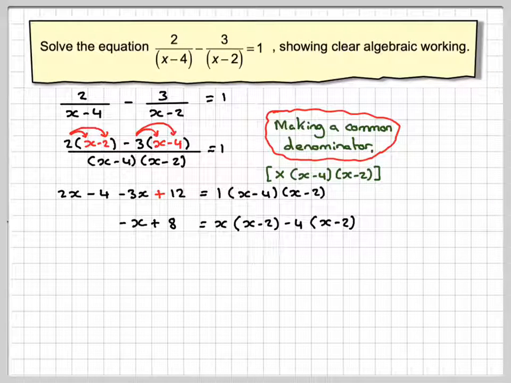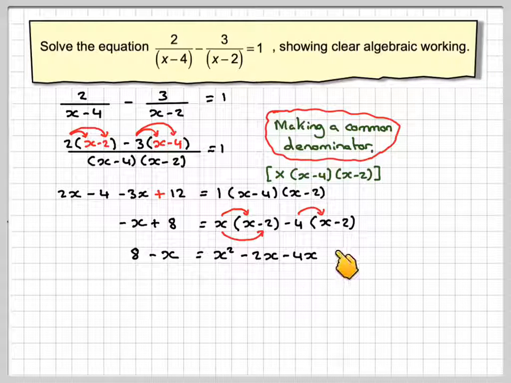We then expand the brackets here, so we've got 8 minus x here, we just swap those over, and here we're going to get x times x, which is x squared, x times minus 2, which is minus 2x, minus 4 times x, which gives me minus 4x, and minus times minus 2 gives me plus 8.